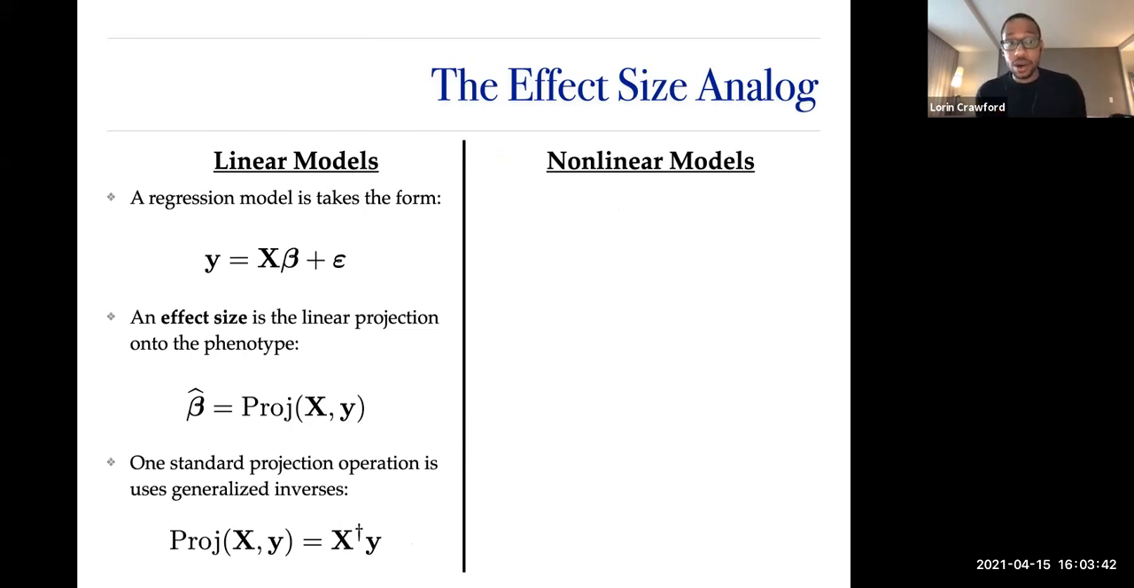I have some regression model. I have an effect size. And effect size, right, is me taking my output and then projecting onto the column space of my data, right? You can think about this projection as being generalized inverses, you can think about least squares, whatever the case might be. With those beta hats, what do I do? I go downstream and I think about how to do hypothesis testing with them, right?